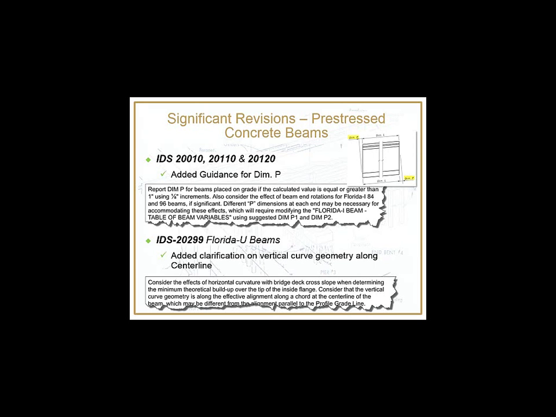For the instructions on the Florida U-beams, and this is also applicable to the I-beams, we added additional clarification. It's actually the second sentence in that clip there, to consider the vertical curve geometry along the effective alignment of the chord at the center line of the beam, since it's actually going to have different elevations than if you followed the curve alignment. So that's just building on the previous slide.